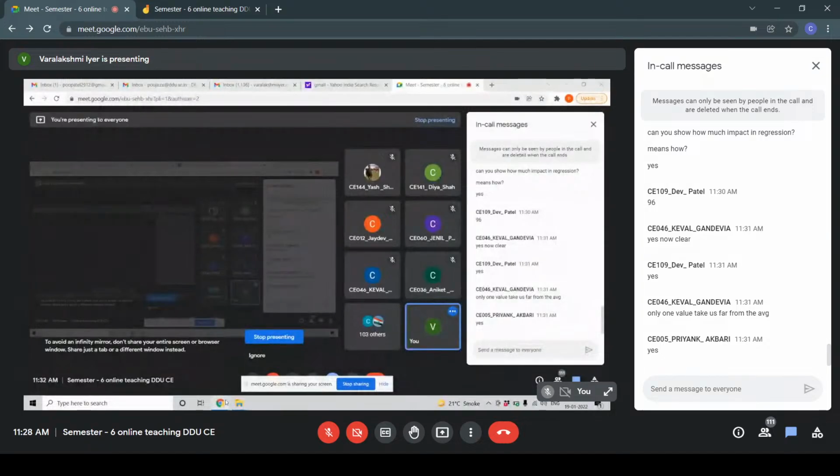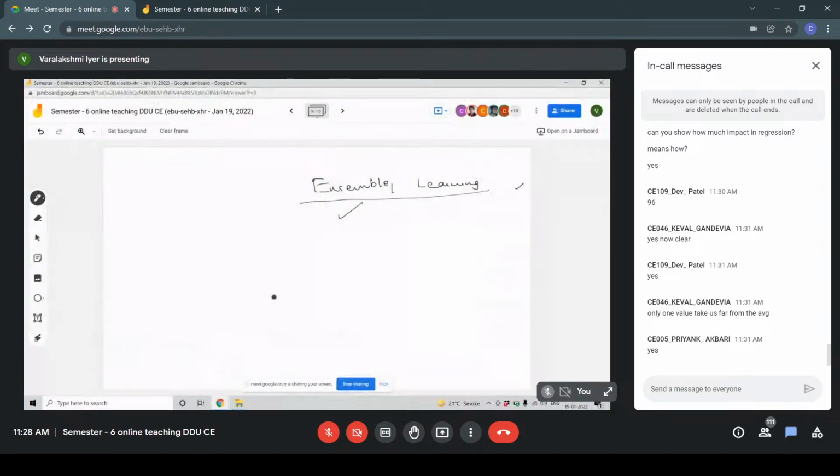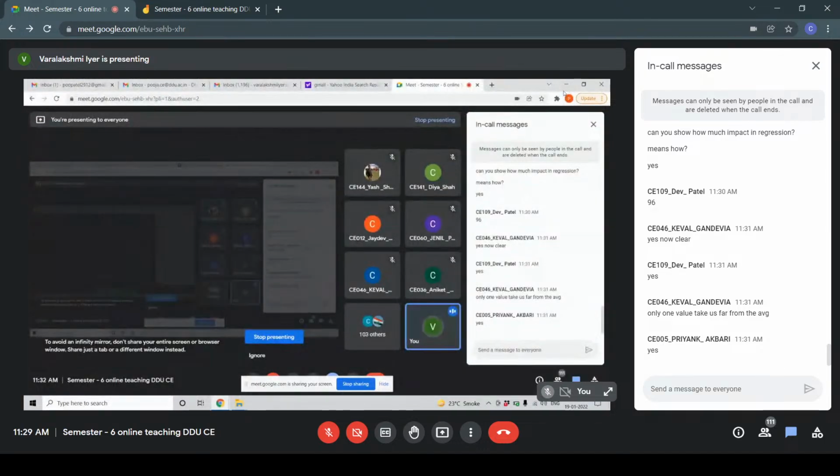If you can see, the decision tree will have high variance. So the decision tree that you are creating will have high variance. What do you mean by variance? What is the meaning of high variance?